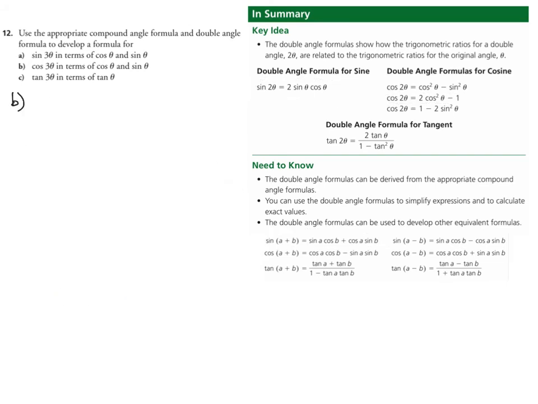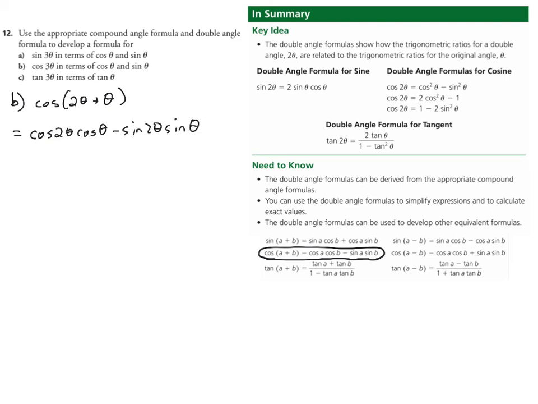Part B, we're saying cos of 3 theta. So we're going to say 2 theta plus theta. All right, so that's going to be equal to, well, cos of 2 theta plus theta is cos of a plus b right here. It's going to be cos of 2 theta cos theta minus sine 2 theta sine theta.